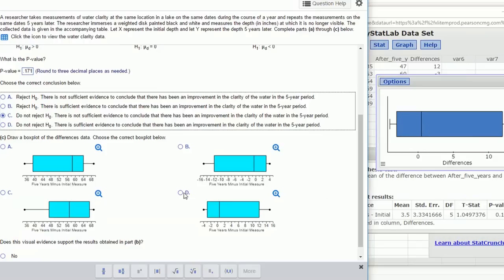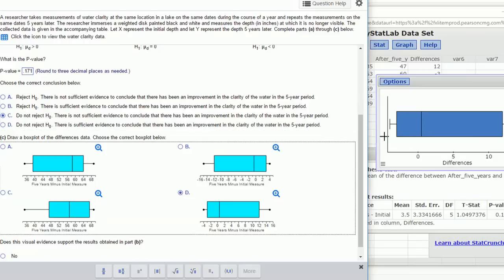I'd say the only one that this looks like is here, where the minimum is at -4. That looks right. The Q1 is at -3. Yep. Median is at 0.5. Yep. Q3 is at 12. Yep. And the max is at 15. Yep. That all matches up exactly.